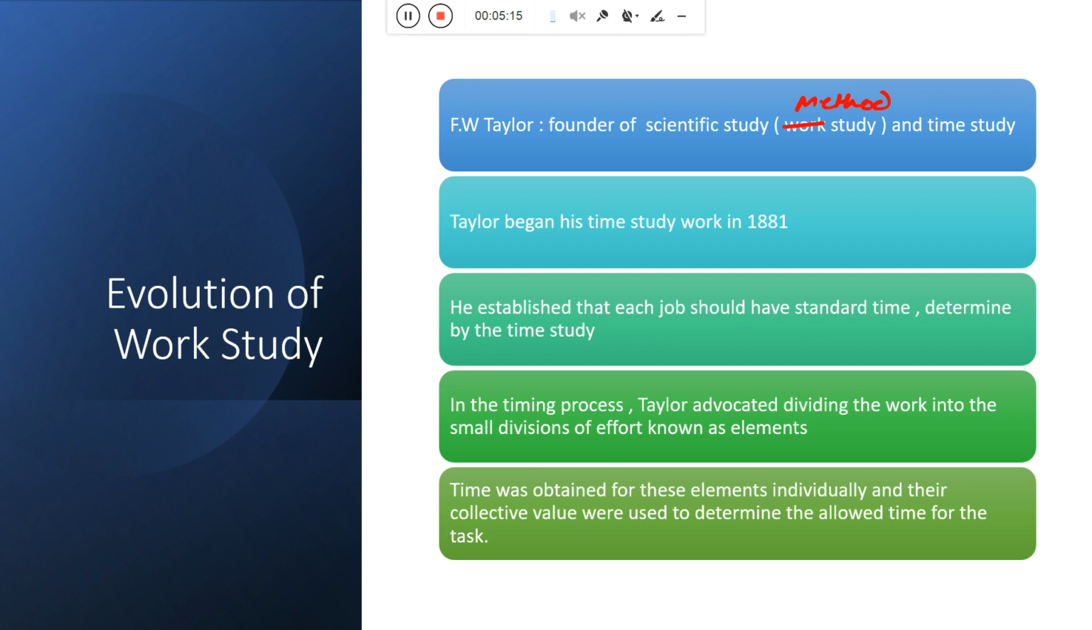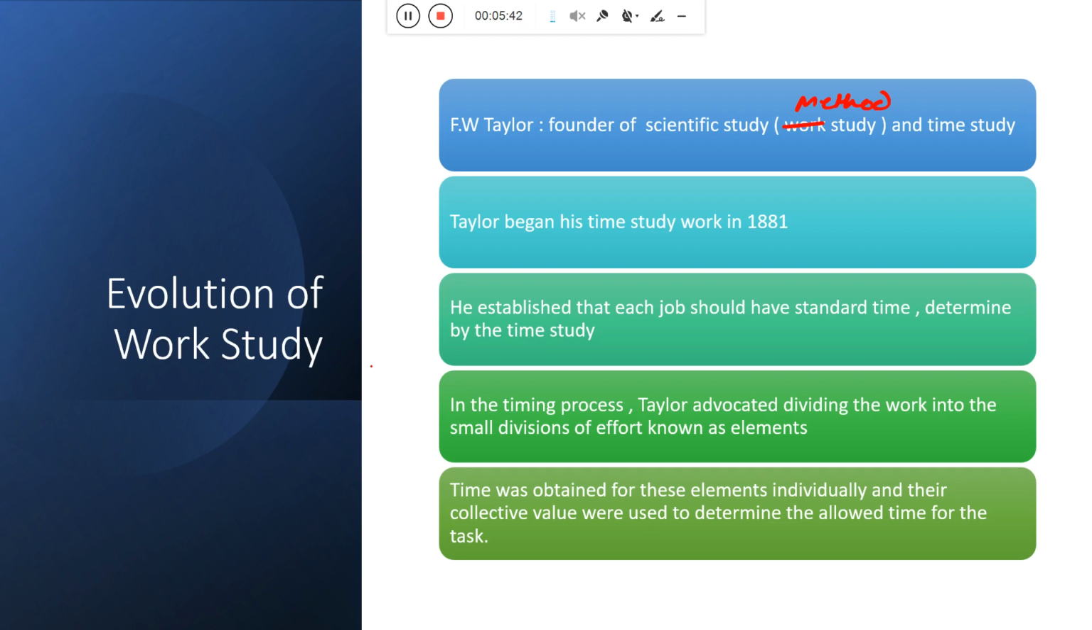How much production will occur in the entire day, you can calculate if you know the standard time of each job. How much target and how many orders our company will be able to take, that also you can easily calculate if you know this number, the standard time of each work. If you know that as a manager, then you can do your planning part easily.